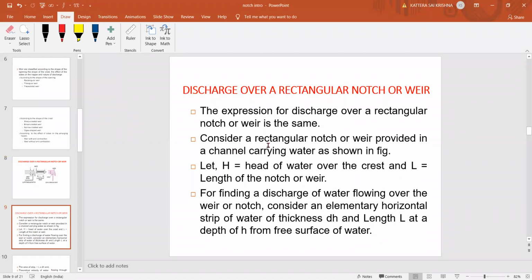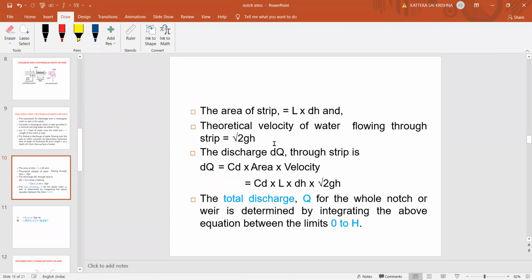What we are doing here is considering a rectangular notch or weir provided in a channel carrying water, as shown in the figure. Let h equal the head of water over the crest, nothing but how much head level is there above the crest. That is denoted by h, and L is the length of the notch or weir. For finding the discharge of water flowing over the weir or notch, we consider a small elementary horizontal strip of water of thickness dh and length L at a depth of h from the free surface of water. This is required for the civil department in the calculation part also. They derive the equation fully for finding the discharge over a rectangular notch.